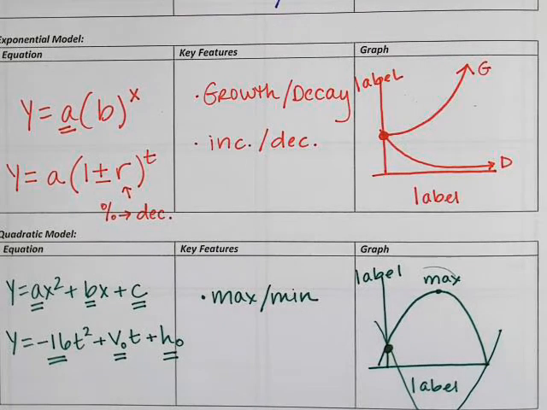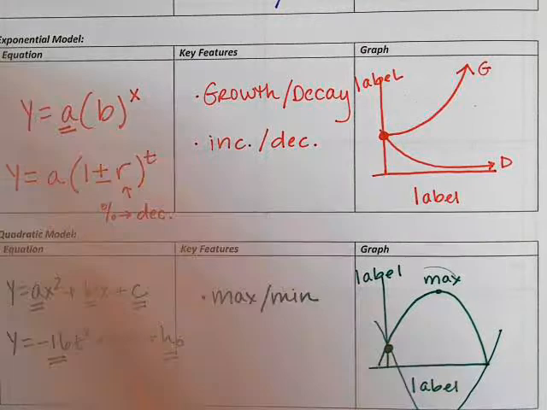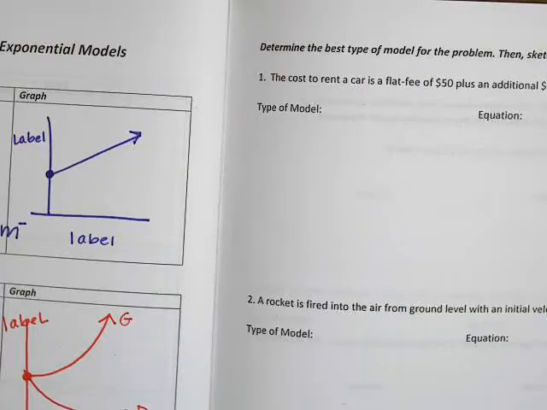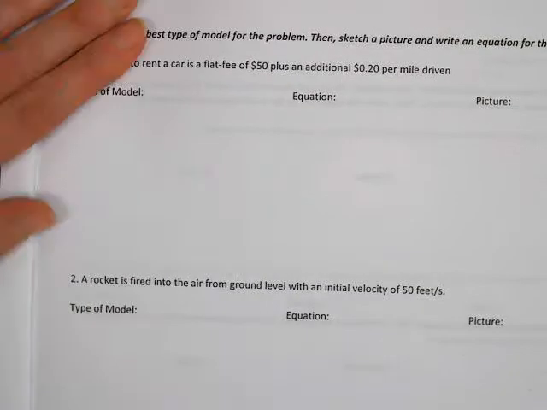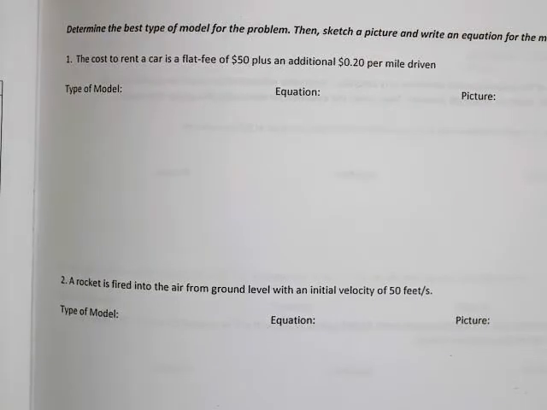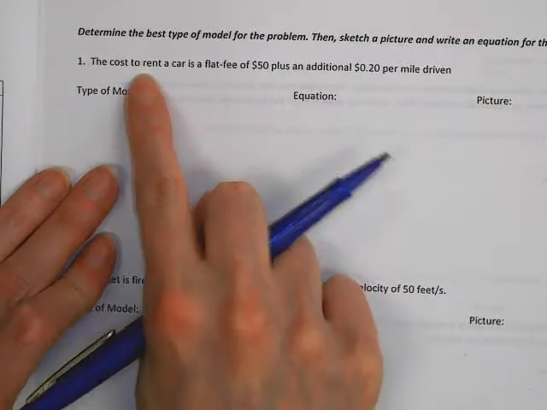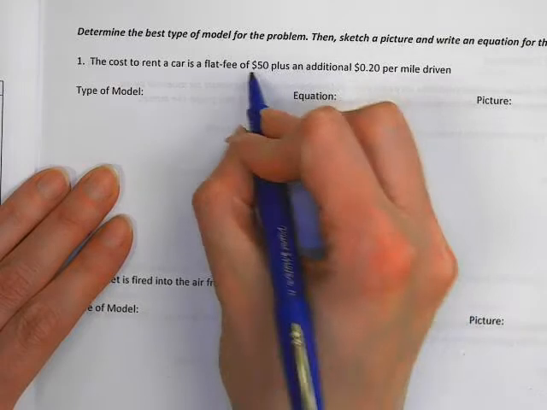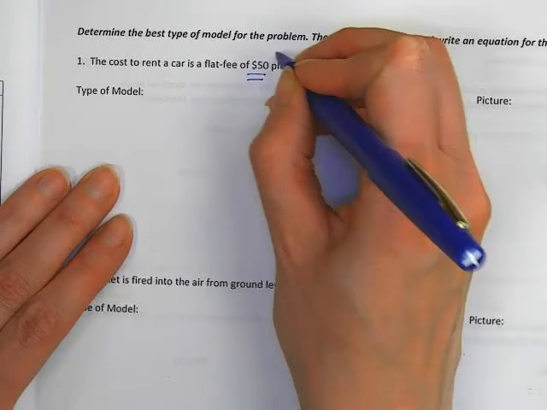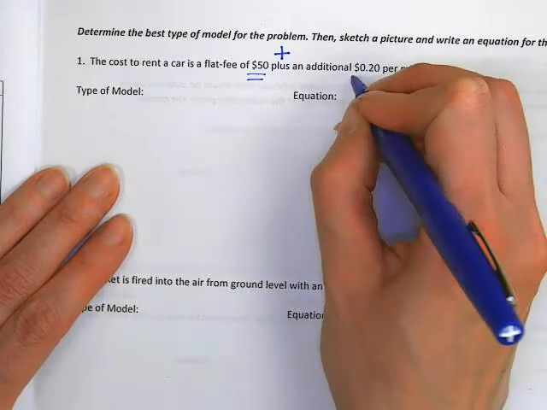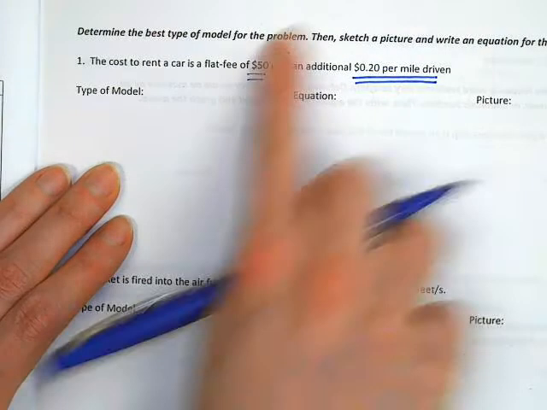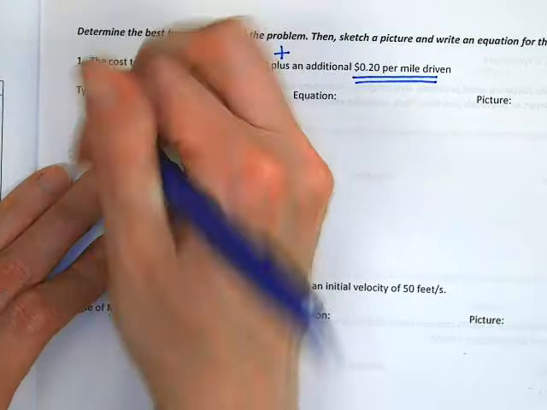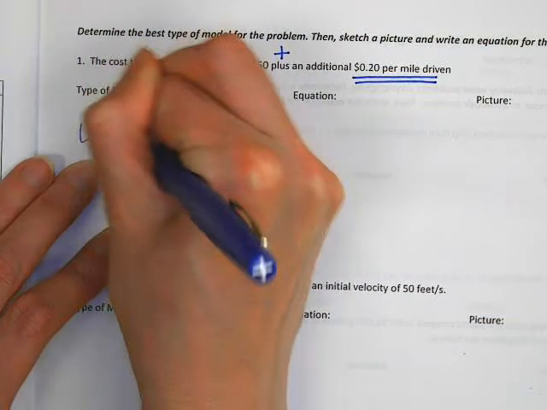Okay, but let's try some so you actually know, given a word problem. We're going to do one of each. Number one: first you have to tell what kind of model it is. Read number one and let's figure out what type it is. The cost to rent a car is a flat fee of $50 plus an additional 20 cents per mile driven. Because you're adding a constant amount, this is going to be a linear model.